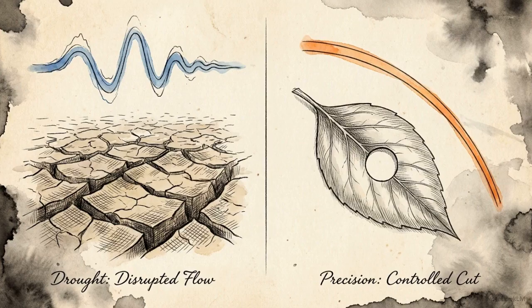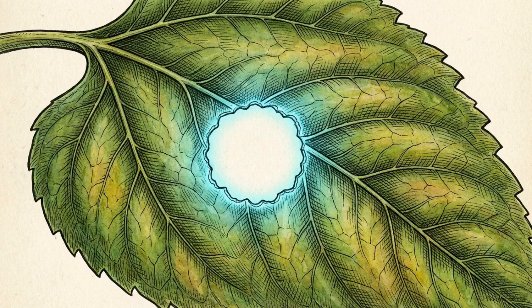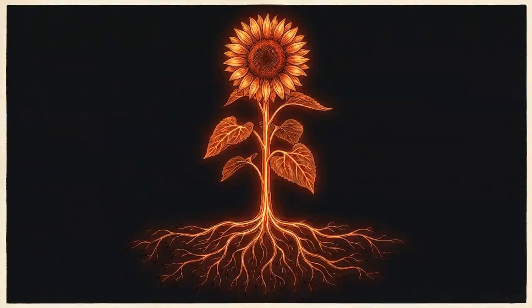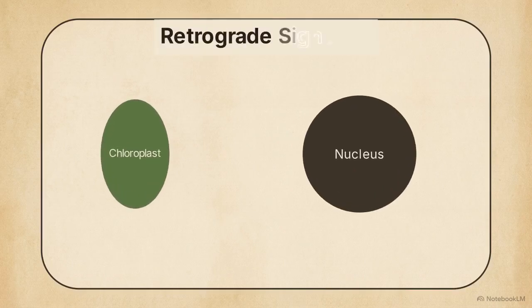Why does systemic drought produce oscillating light signatures, while physical piercing produces a predictable curve? The nature of the threat is different. Piercing a leaf is an acute, localized injury managed by local antioxidants. Drought is a systemic crisis affecting the entire organism. To survive drought, plants rely on retrograde signaling.